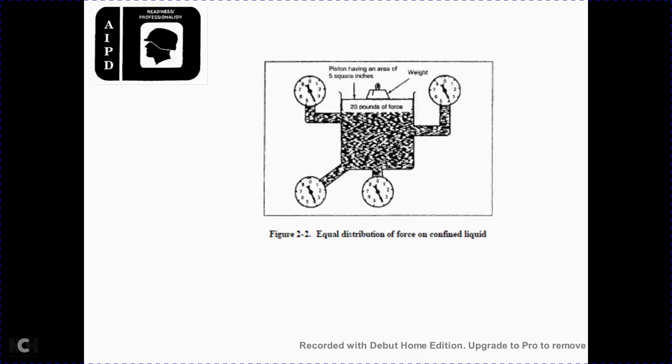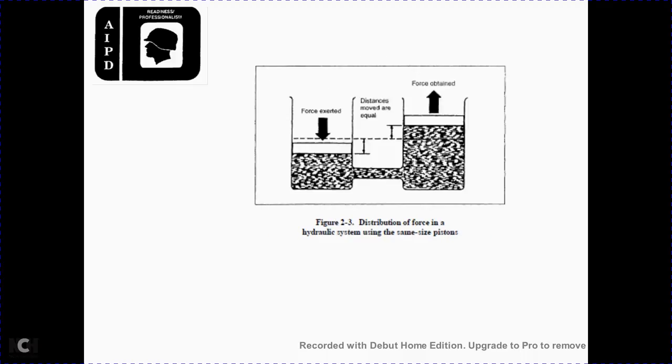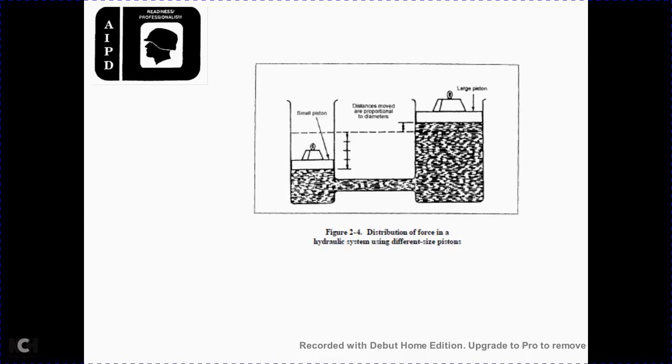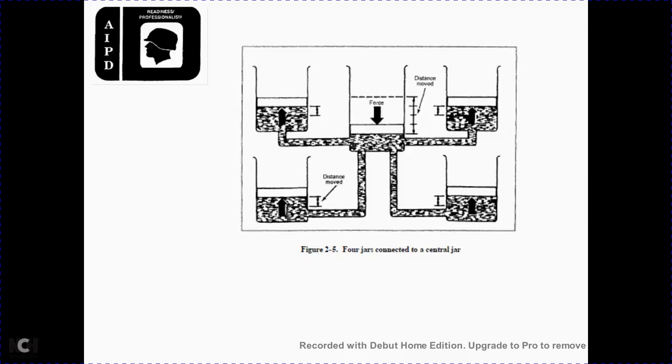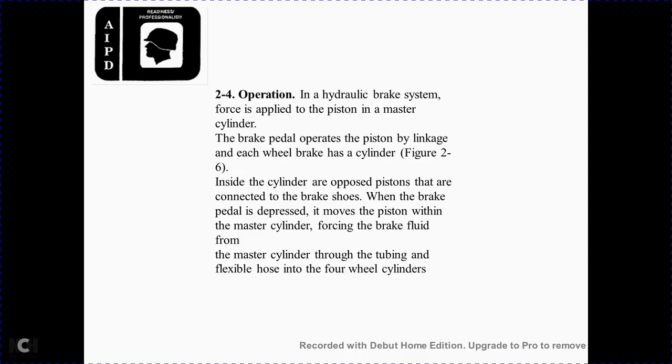The piston having an area of 5 square inches carries 20 pounds of weight in 4 different confined liquids. The force exerted and the distance moved are equal to the force obtained. Figure 2-3 shows distribution of forces in a hydraulic system using the same size pistons. Figure 2-4 shows distribution of force in a hydraulic system using different size pistons. For the small piston, the distances are proportional to the diameters of the larger pistons. Here, 4 jars are connected with the center jar, showing the force exerted, the distance moved, and the distance reached.